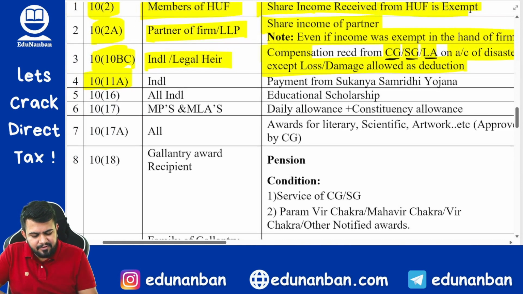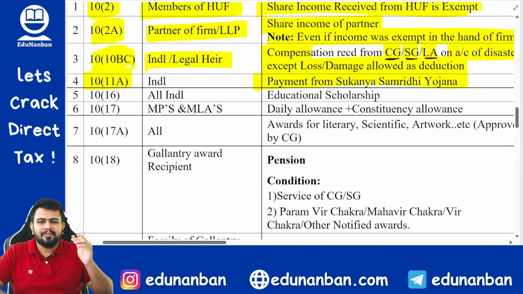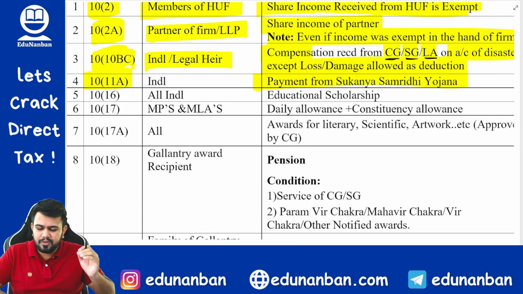Next, section 10 clause 11A. Any payment received from Sukanya Samriddhi Yojana is completely exempt. So interest on Sukanya Samriddhi Yojana is also exempt. Maturity amount from Sukanya Samriddhi Yojana is also exempt.